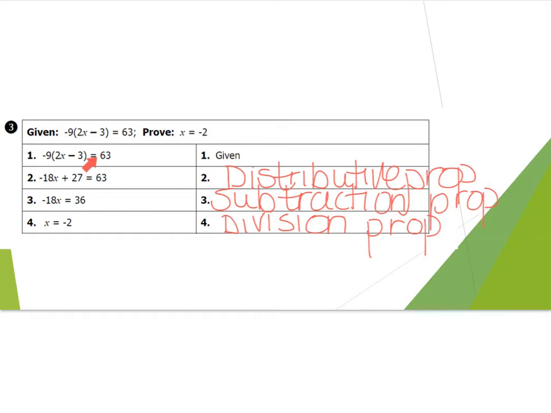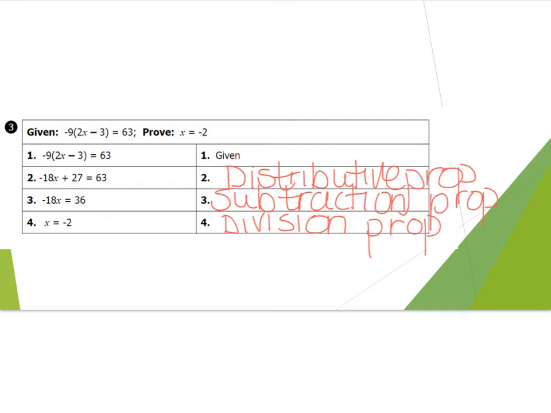We start off on line 1. And what's the reason for having this? It was given. How does line 1 look different from line 2? We've lost the parentheses. We've used the distributive property. How does line 2 look different from line 3? We had plus 27 and it's gone. We subtracted 27 on each side.